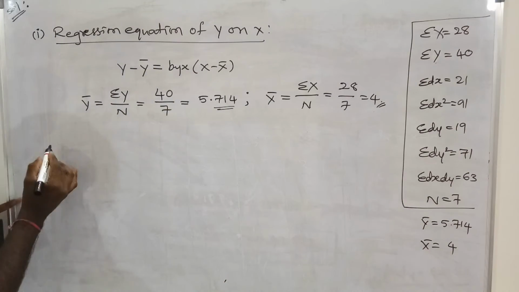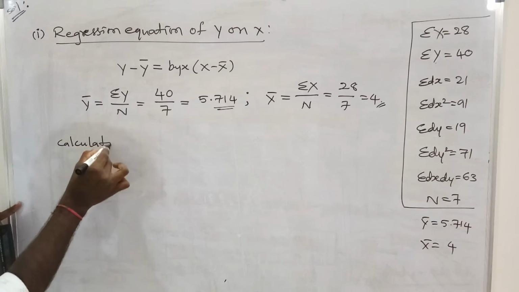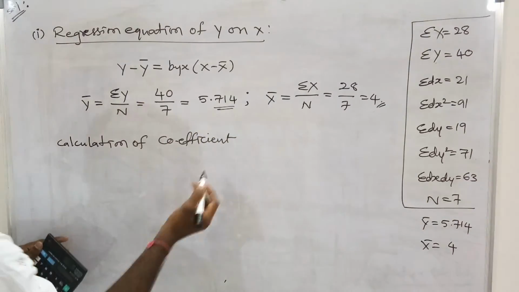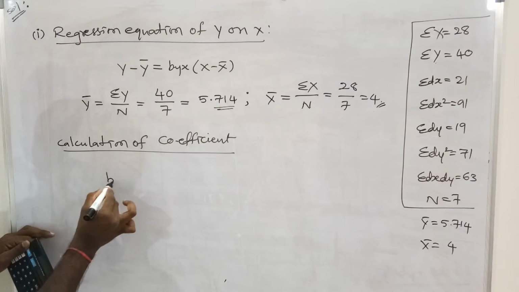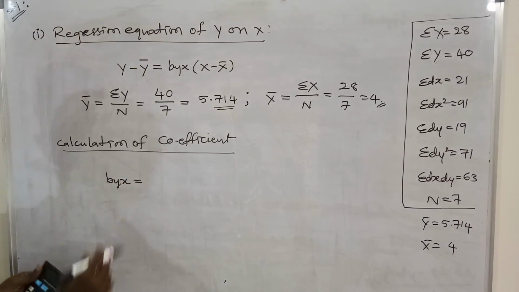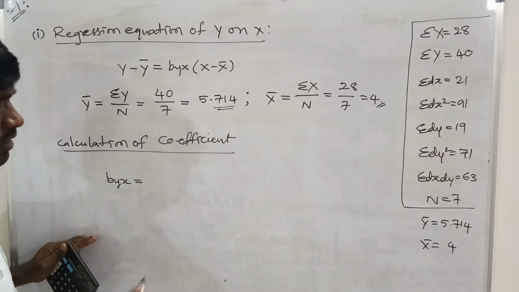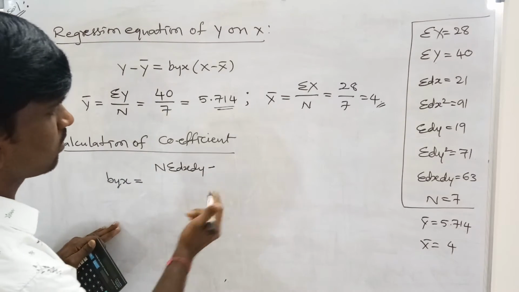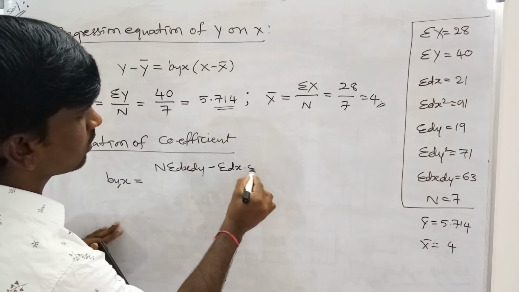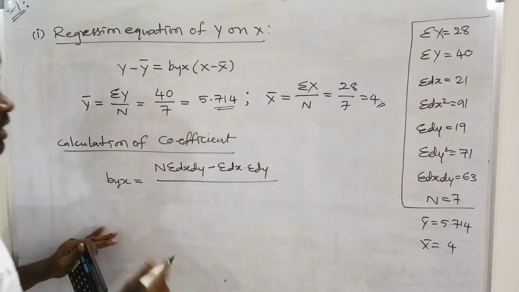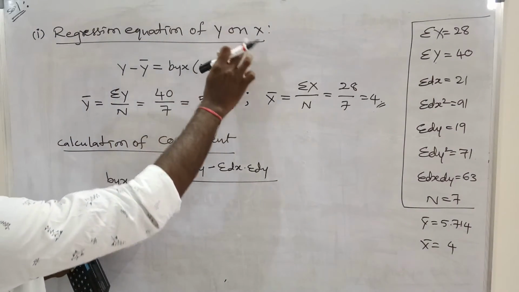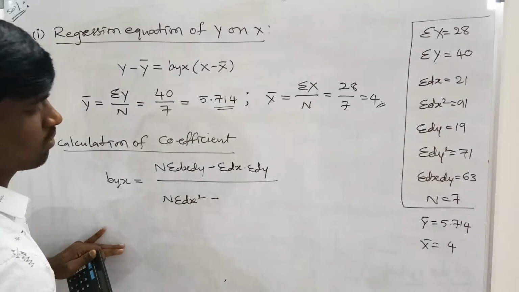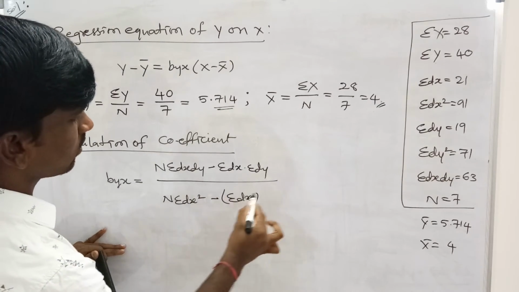Now coefficient calculation. Calculation of coefficient of y and x. So b y x is equal to the formula already discussed yesterday: n into summation of dx dy minus summation of dx into summation of dy, divided by, here we are calculating the equation of y on x, n into summation of dx square minus summation of dx whole square.